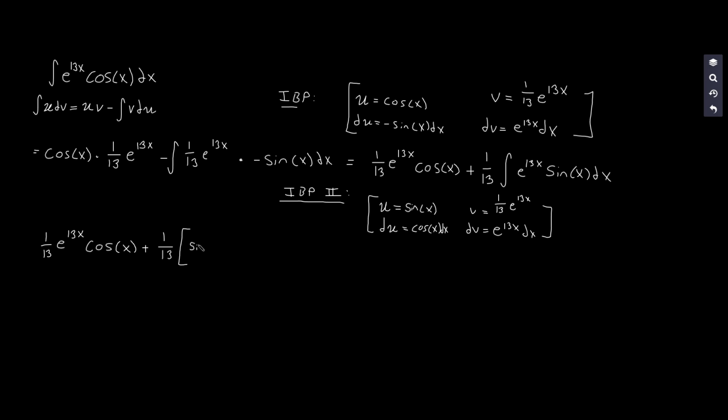So this is going to be like sine of x times 1 over 13 times e raised to the 13th times x. It's going to be minus the indefinite integral of 1 over 13 times e raised to the power of 13 times x times du, which is cosine of x, integration with respect to x.